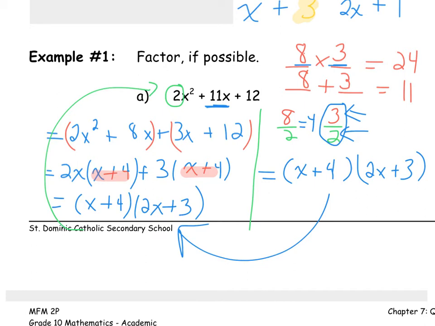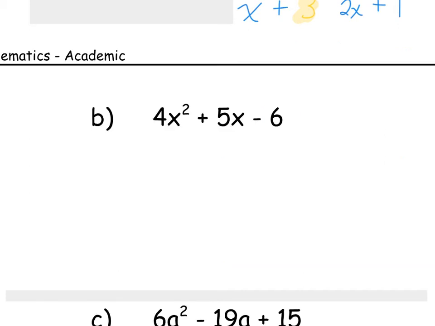Let's try another example, and I'd like you to try this on your own using whichever method you feel most confident in. Okay, take a minute to give this question a try, and when you're ready, I will go through it.